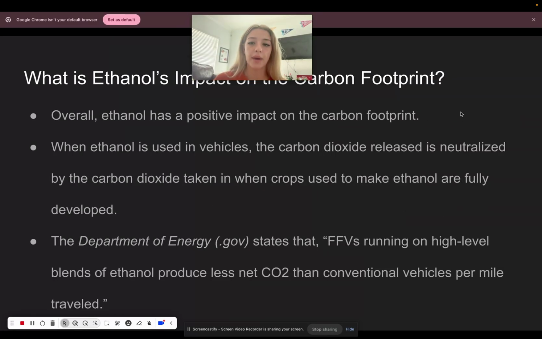What is ethanol's impact on the carbon footprint? Overall, ethanol has a positive impact on the carbon footprint, meaning it's not too bad for the environment. When ethanol is used in vehicles, the carbon dioxide released is neutralized by the carbon dioxide taken in when crops used to make ethanol are fully developed. The Department of Energy.gov states that FFVs running on high-level blends of ethanol produce less net carbon dioxide than conventional vehicles per mile traveled.